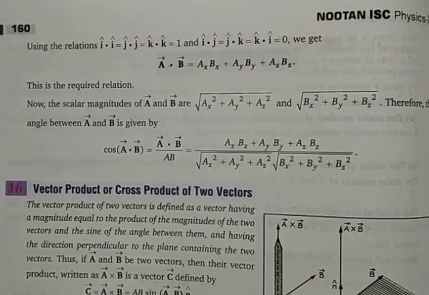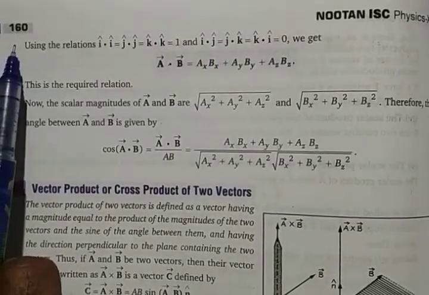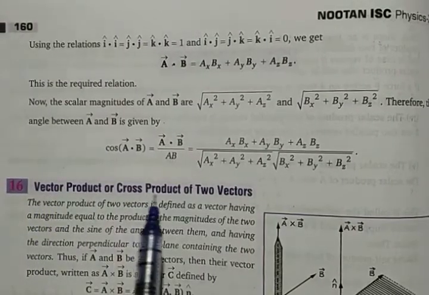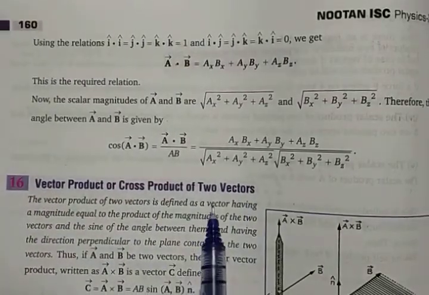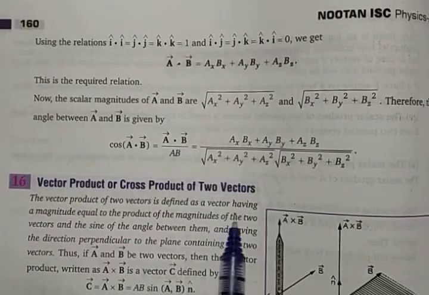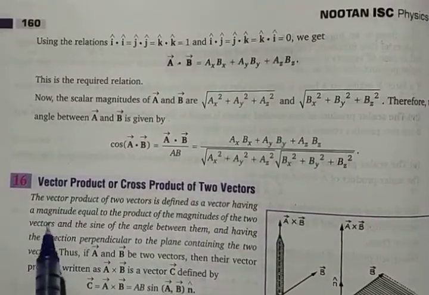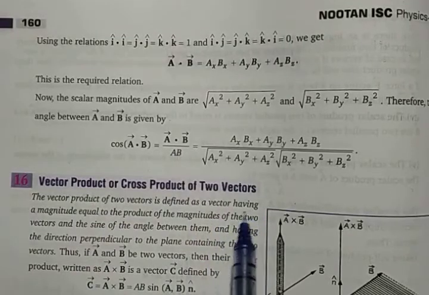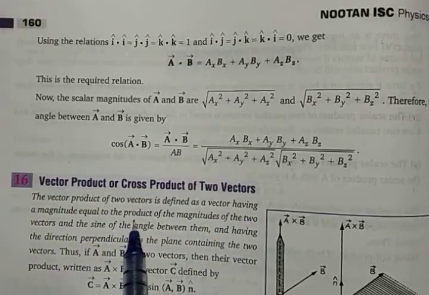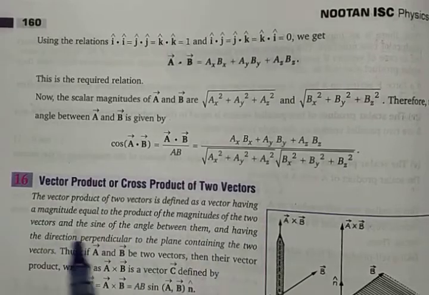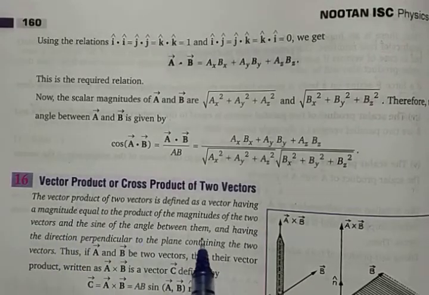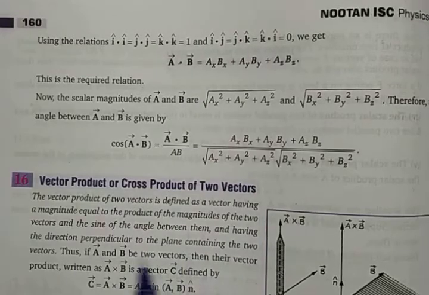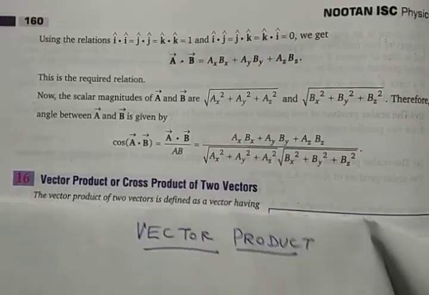So we are here in page number 160 now. You can turn to page number 160 and take a look at this topic, vector product or cross product of two vectors. So by definition, we'll just read the definition here. The vector product of two vectors is defined as the vector having a magnitude equal to the product of the magnitudes of the two vectors and the sine of the angle between them, and having the direction perpendicular to the plane containing the two vectors. So what does it mean by this?